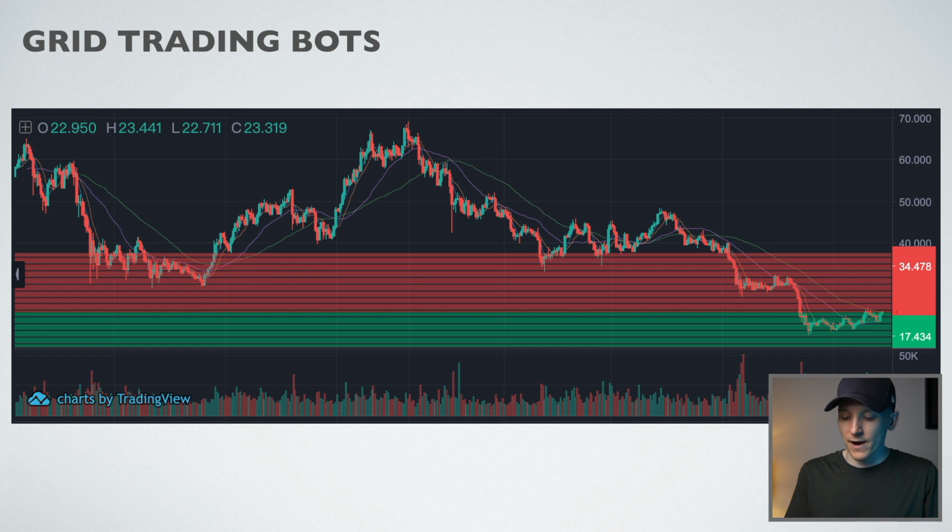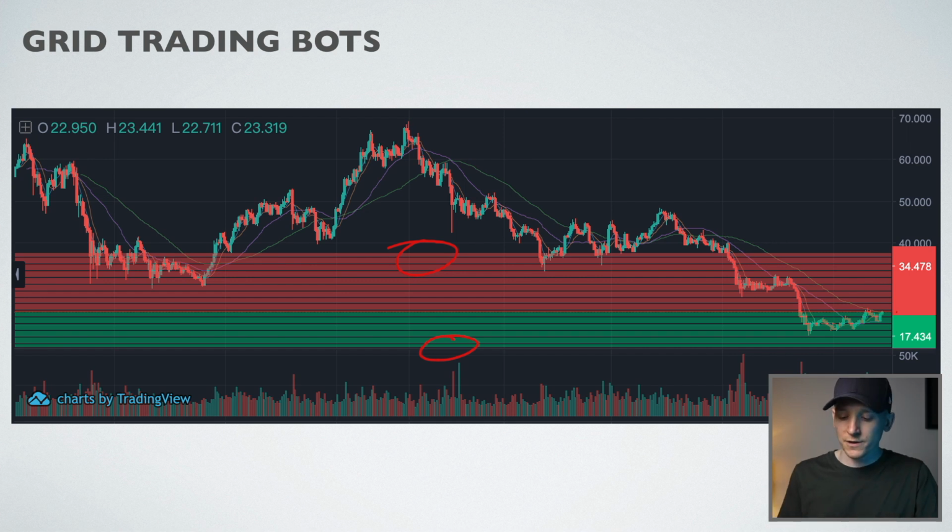As you can see, the red kind of stops right here. This is the upper bound of the bot, so it won't trade above this price. And then where the green stops, that's the lower bound of the bot. It won't buy or trade below that price. The reason why you give it an upper and lower bound is because if you didn't, then the bot, it's not a clever thing. It's quite stupid, right? It does exactly what you tell it.